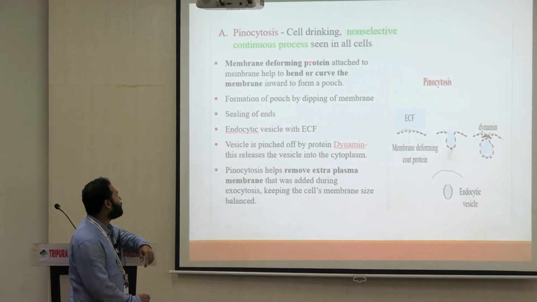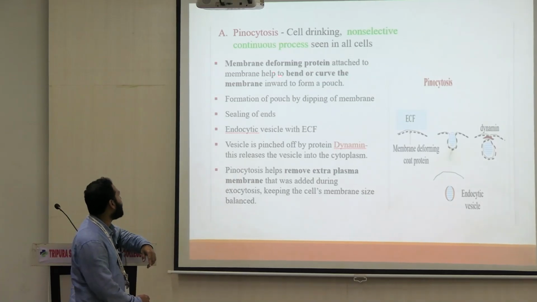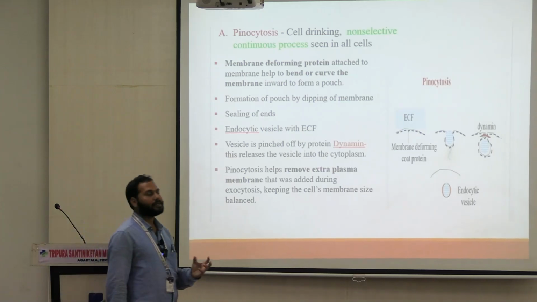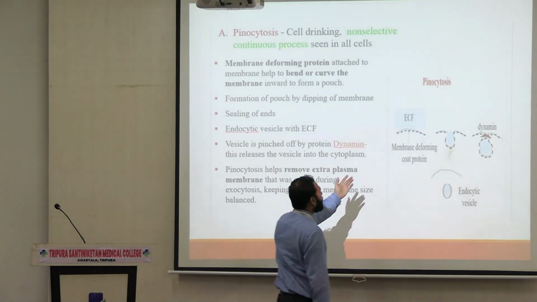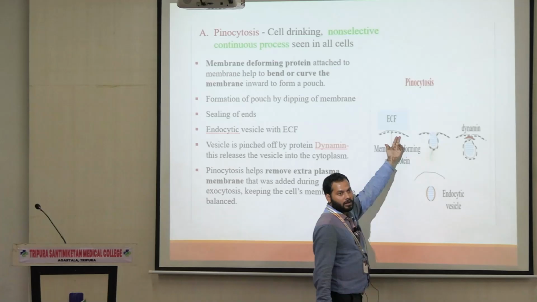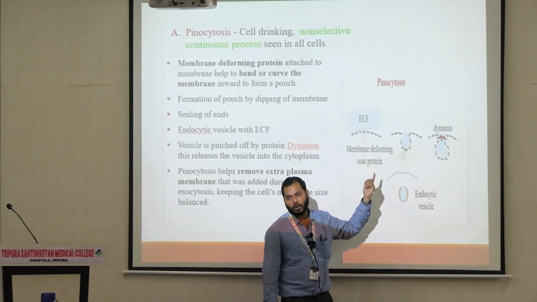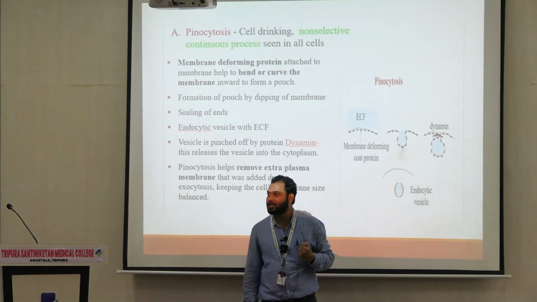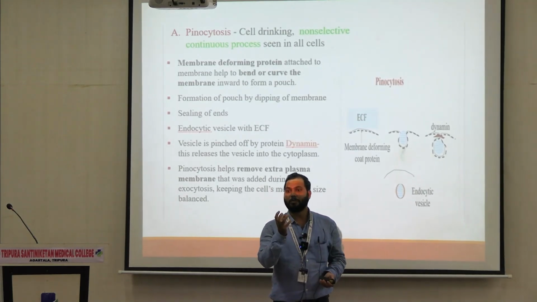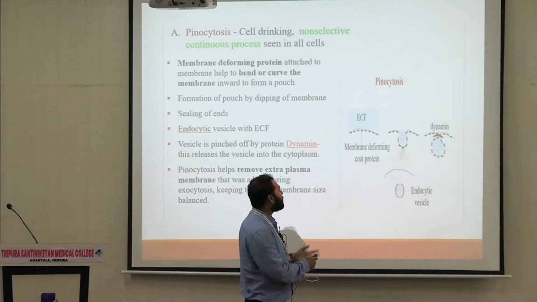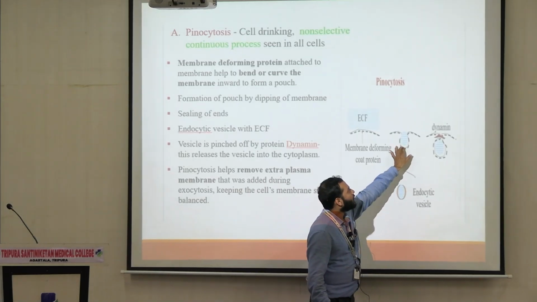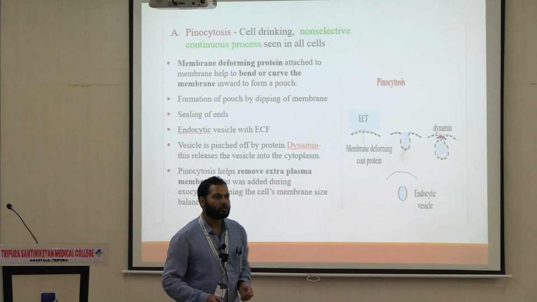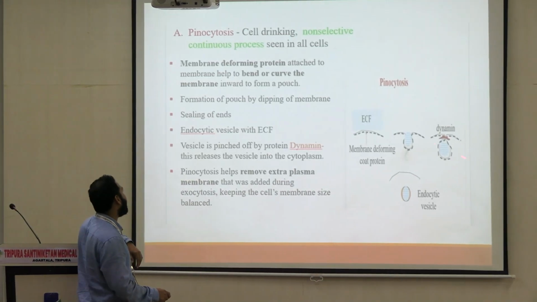A membrane-deforming protein attached to the membrane helps to bend or carve the membrane inward to form a pouch. It means there is a specific type of protein present in the membrane of the cell called a membrane-deforming protein. And how is it important for pinocytosis? It actually helps in the formation of the pouch, right? And during this pouch formation, another important type of molecule also plays a role, called dynamin.